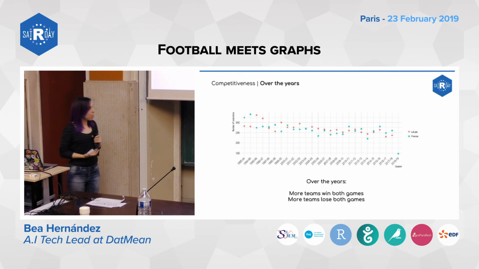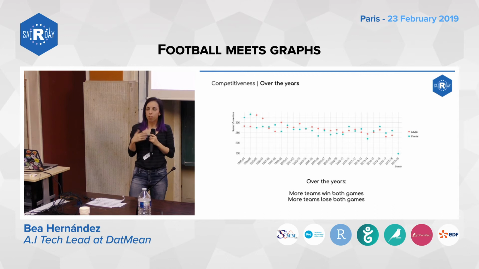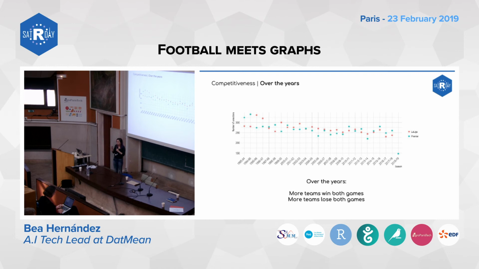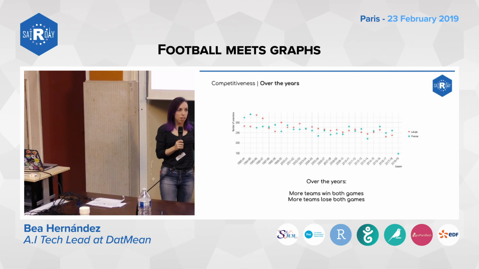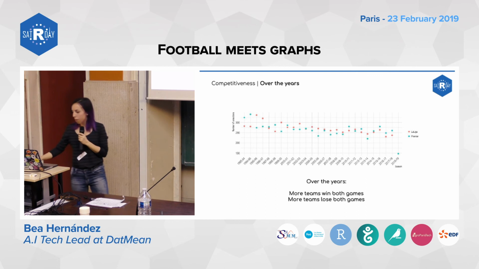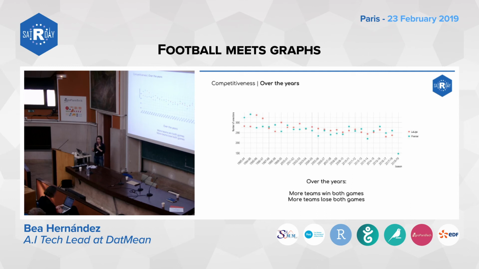And we can also see if the difference between the strongest teams and the weakest teams is going up or going down. I mean, if the money and the players are way too good for the tier or way too bad for that tier, and we can see it's getting closer. So there is less competitiveness in the last seasons than before. So more teams win both games and more teams lose both games.